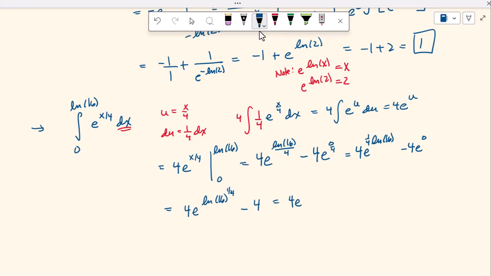Now the interesting thing here is 16 to the 1/4. 1/4 is 1/2 times 1/2, so that means taking the square root twice. So the square root of 16 is 4, the square root of 4 is 2. So I can rewrite that as ln of 2. Now remember this e to the ln of 2 bit, that just simplifies to 2. So this would be 4 times 2 minus 4. 8 minus 4 is 4. So that was a neat simplification. Again, we use that rule again. e to the ln of 2, think about those ln's and the e's canceling, and you're left with 2.